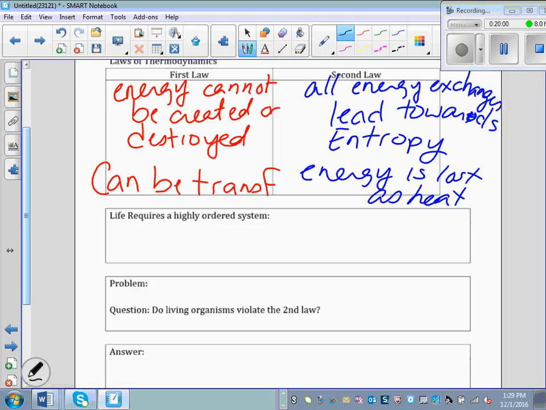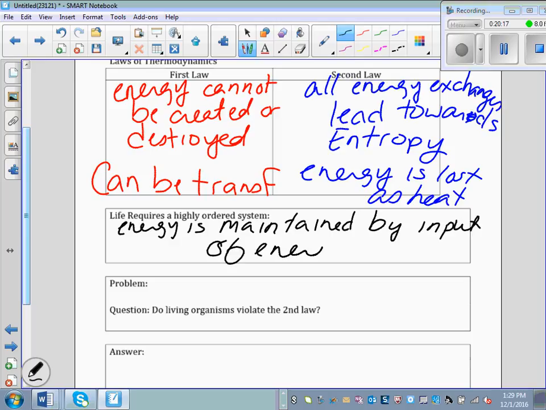So, if we're constantly losing energy, how do we have life on Earth? Life is maintained by input of energy. Where is that input of energy ultimately from? Food. The sun.